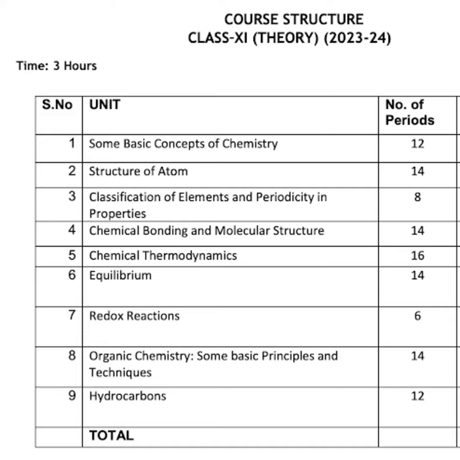Dear friends, the practical part contains evaluation of volumetric analysis having 8 marks, salt analysis having 8 marks, content based experiments having 6 marks, project work that you prepared of 4 marks, and class record and viva of 4 marks. So in this way the theory has 70 marks allotted and practicals have 30 marks allotted.